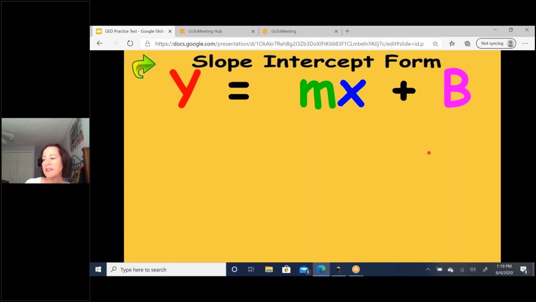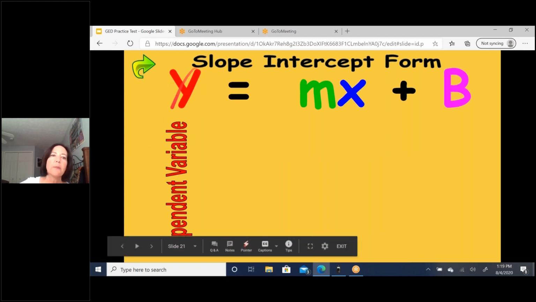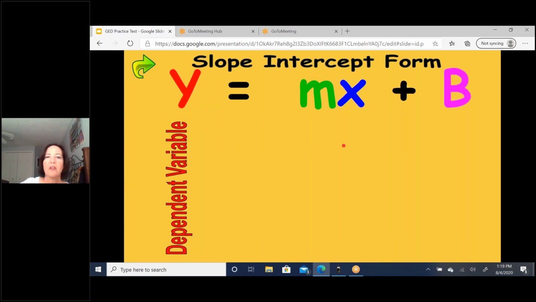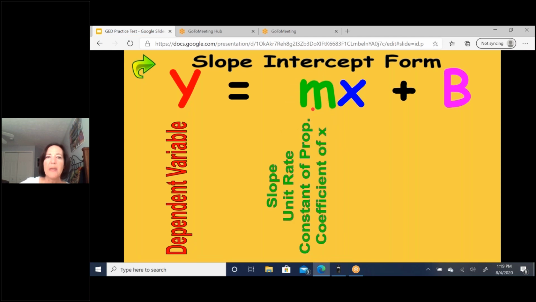The formula y equals mx plus b. In this, your dependent variable is going to go in the position of y. In the position of m, that's where you're going to substitute in or input in your slope. Sometimes it's called unit rate. I've seen it called constant of proportionality, and you'll hear it called coefficient of x. In the blue for the x, that will be where you input your independent variable.